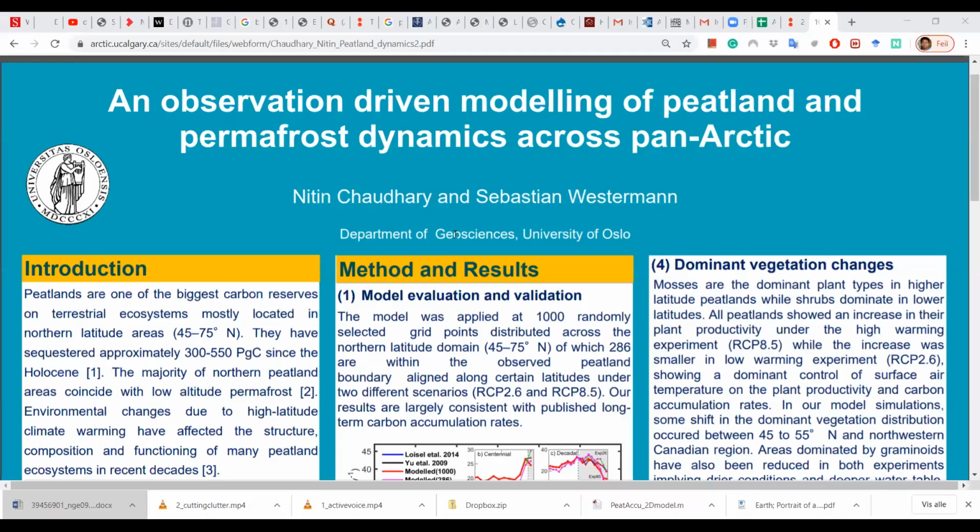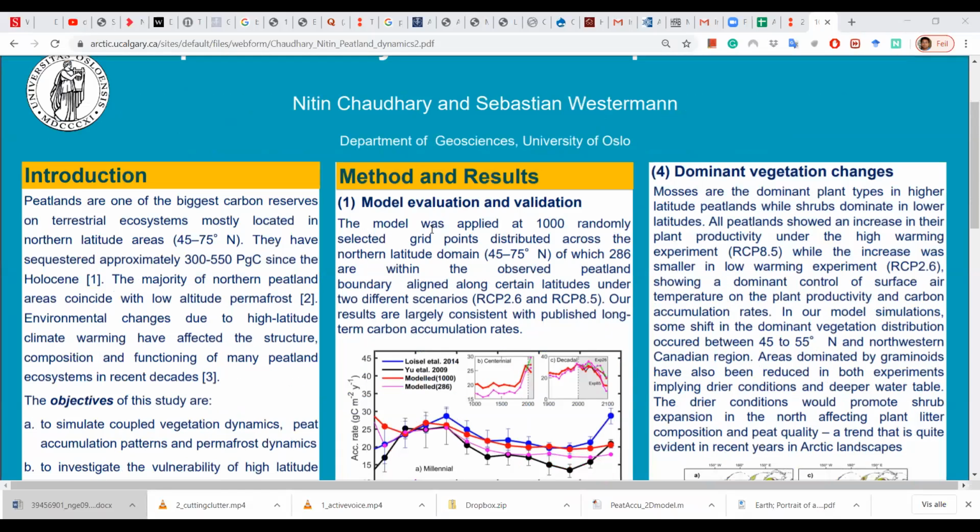Yes, we can. Yes, so good morning, everyone. My name is Nitin, and I am a postdoc at the University of Oslo. This poster is about modeling and how we validated a model using observation datasets. It is regarding peatland and permafrost dynamics across the Pan-Arctic. This study has already been accepted in Global Change Biology. And I am going to give a short introduction about this study.